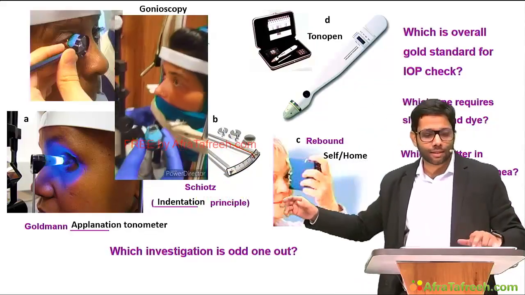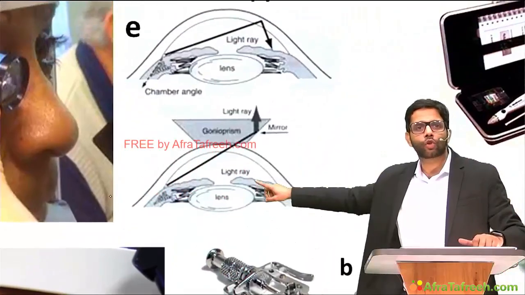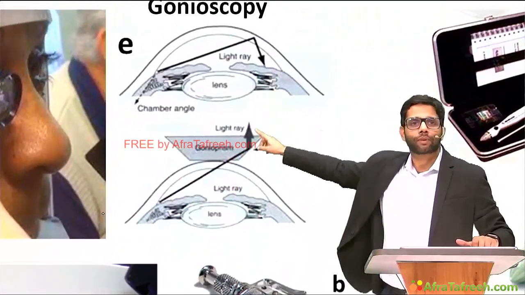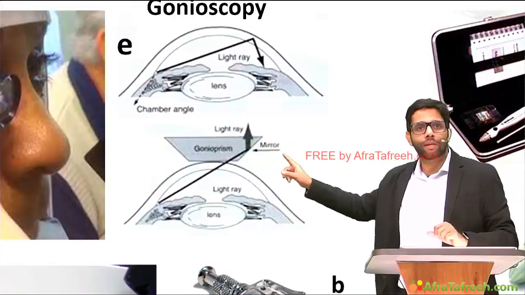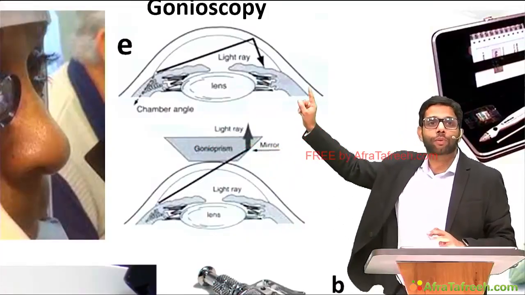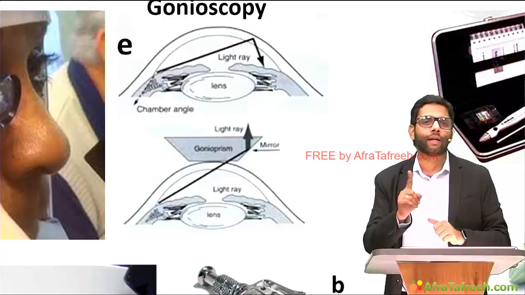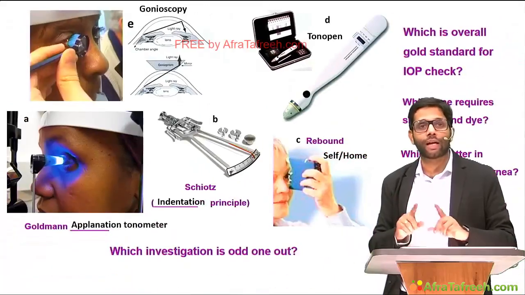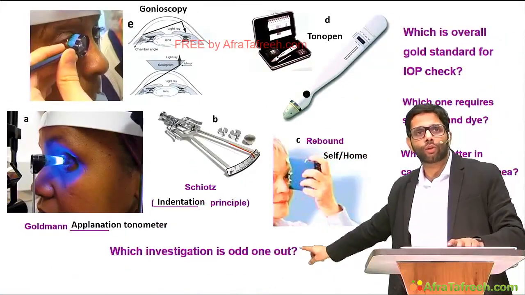Which one has a mirror? Indirect gonioscopy has mirrors. Direct does not have mirrors. Mirrors are there in indirect gonioscopy, and which principle is required? Total internal reflection in gonioscopy for the anterior chamber angle. So the exception, the odd one out, is E.